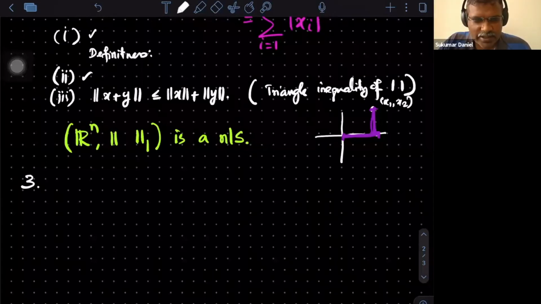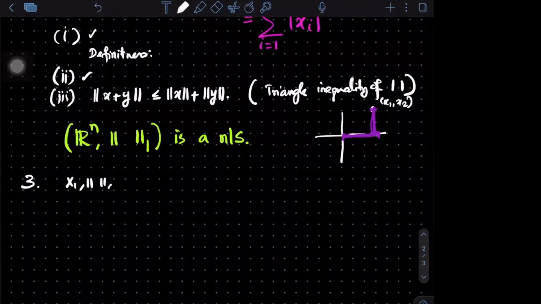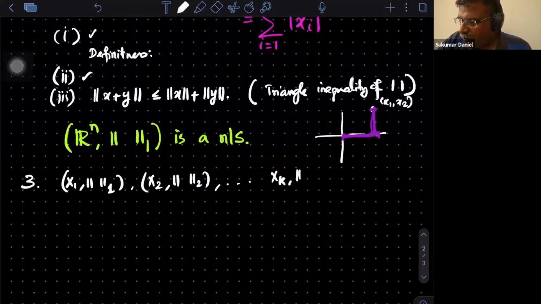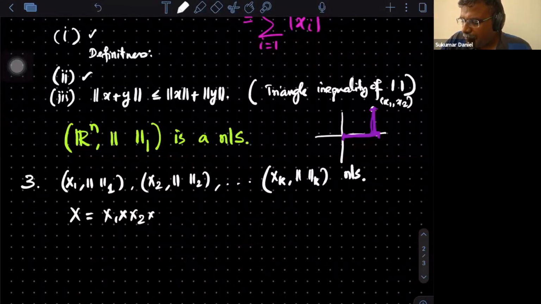So maybe the third exercise, since we have done it, I will write it. So if x1 is with norm 1, and x2 with norm 2, up to some xk, k different vector spaces, and these are all different norms also. These are all normed linear spaces. Now define a new x which is coming out of this, with addition and scalar multiplication in a natural pointwise, or what is called coordinate wise, way.